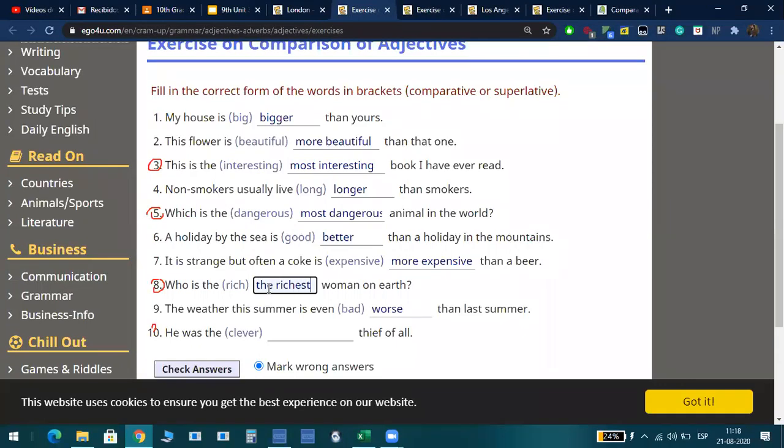The richest. Who's the richest woman on earth? I have no idea. I don't know. Britney Spears, maybe? No, I don't know. What about this one? Joe, you're the only Joe we have. What about number 10? He was the most clever, no sé, creo. Okay. Most clever, ya, tenemos dos ahí, a ver, veamos.